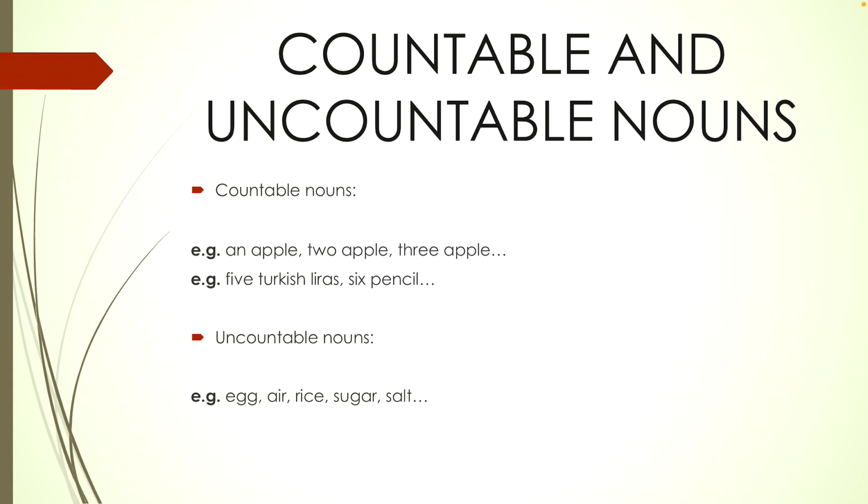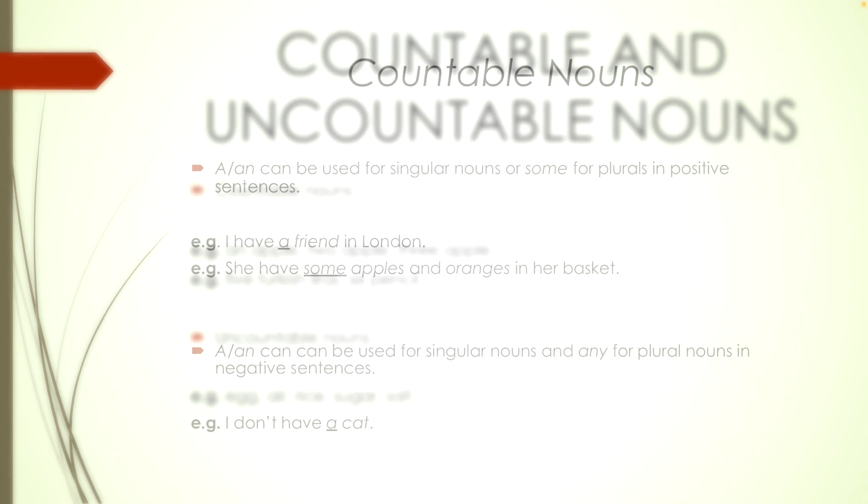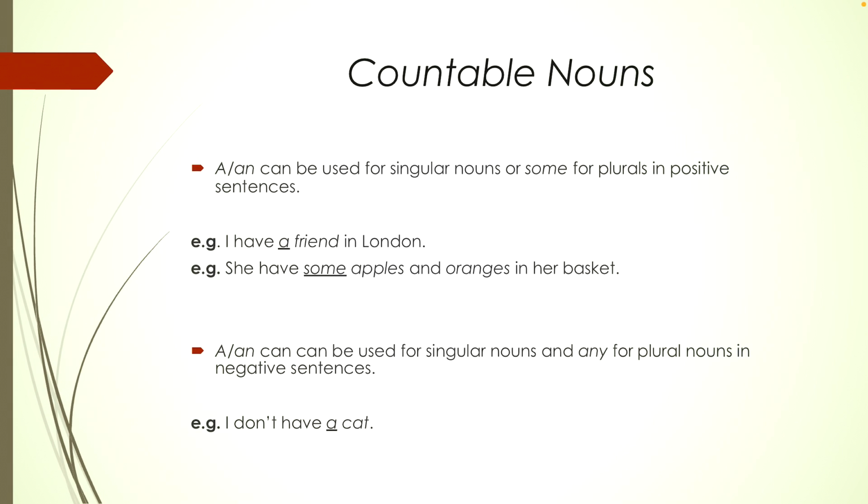When you learn a new noun, you should check if it is countable or uncountable and note how it is used in a sentence. First, we will look at countable nouns. For positive sentences, we can use a or an for singular nouns or some for plurals. For example, I have a friend in London, or she has some apples and oranges in her basket.